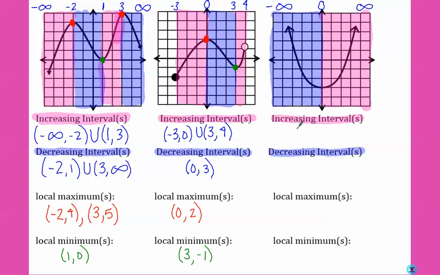So my increasing interval goes from 0 to infinity. My decreasing interval goes from -infinity to 0. My local maximum, I don't have any peak points or any places where it went from increasing to decreasing. For local minima or local maximum, I'm going to put none. Then my local minimum is here at the point 0, -3.